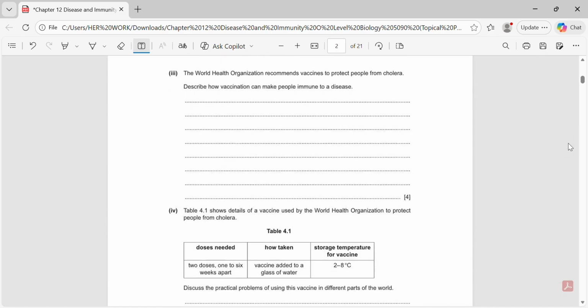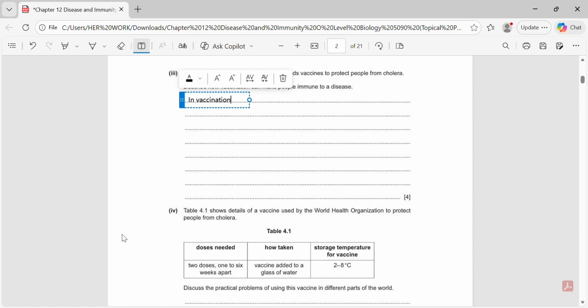Then, the third part of this question says, the World Health Organization recommends vaccines to protect people from cholera. Describe how vaccination can make people immune to a disease. Now, this is a 4-mark question, which means we need to explain the process step by step, not just write one short sentence. So, we will write.